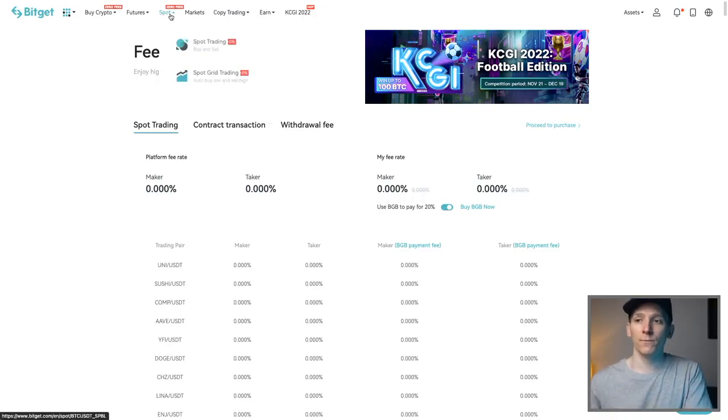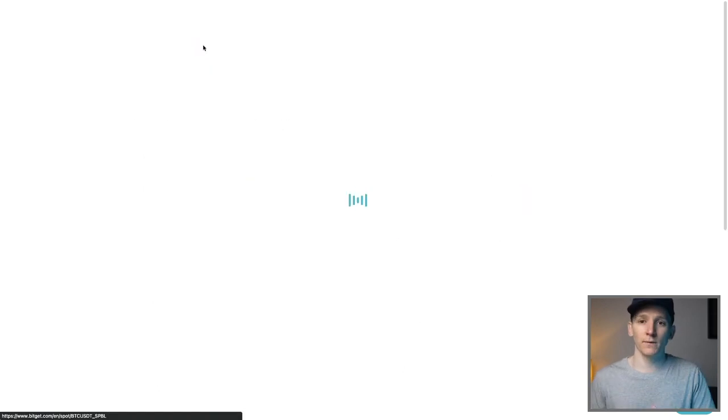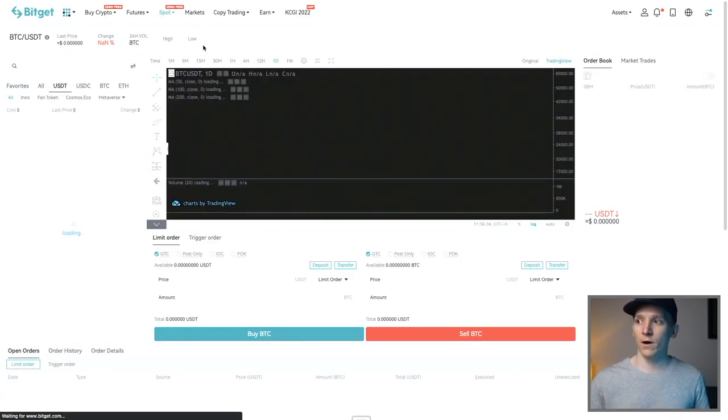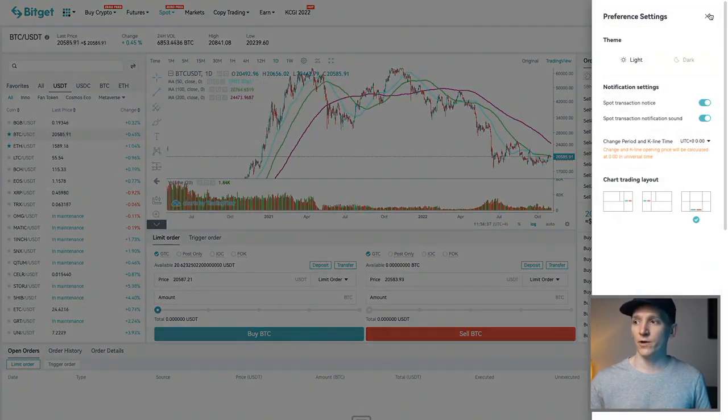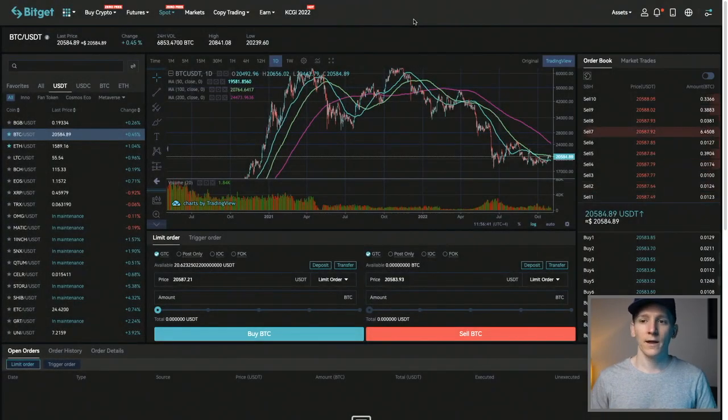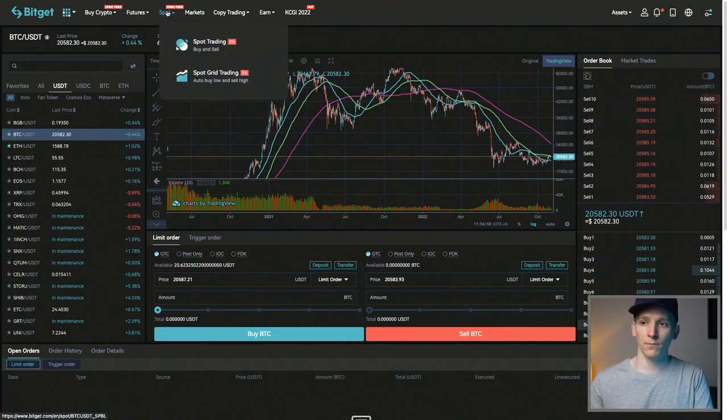So come to spot. Now, this is the normal trading market. So if you want to buy cryptocurrency and hold it, this is definitely for you. I'm just going to change to dark mode here because no one wants light mode. And this is what you'll get. So if you want to buy and hold crypto, if you want to withdraw crypto to your wallet and hodl it, then this is the market that you'll trade in right here, the spot market.